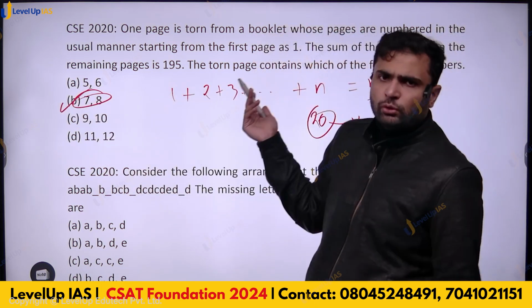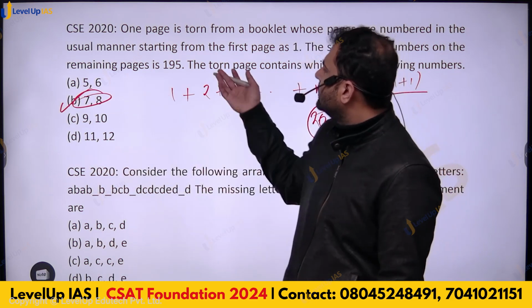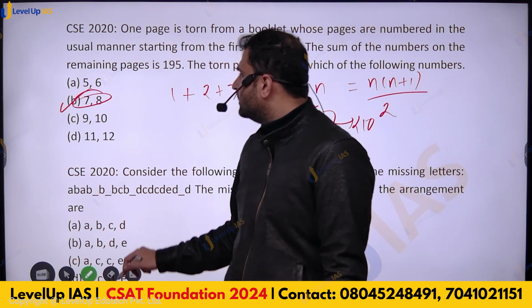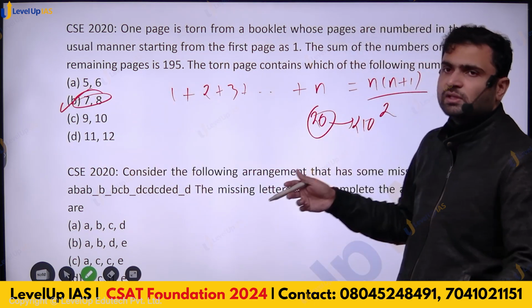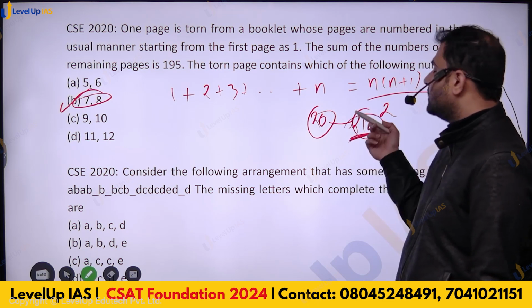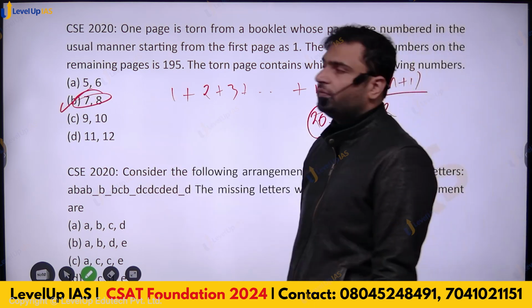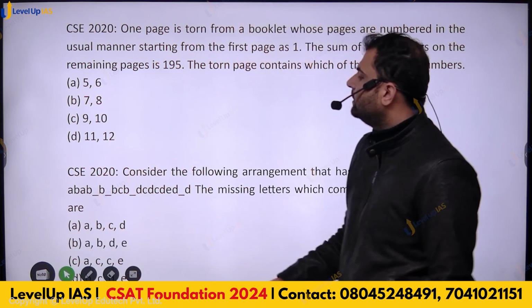If not, we would have gone to 21 and seen which of the options fits then, and so on. So the answer here is B. We remove page numbers 7 and 8 from this book of 20 pages, and the sum of the page numbers, 210, is reduced by 7 plus 8, 15, which comes down to 195.